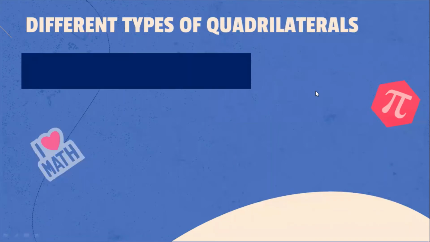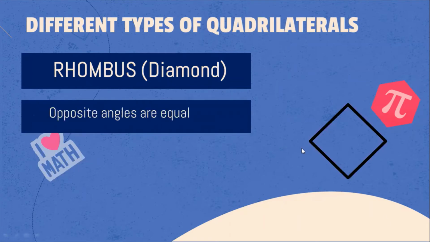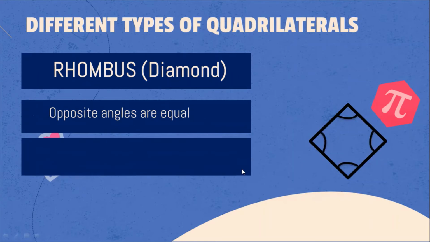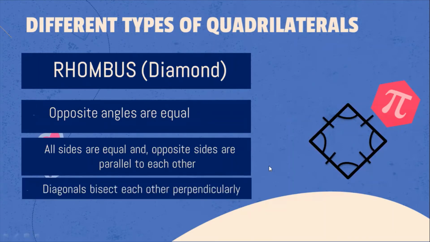Moving on to our next quadrilateral, rhombus or a diamond. What are the attributes of a rhombus? This is an example of a rhombus. First one, opposite angles are equal. The opposite angles of a rhombus are equal. These two angles are equal. Next one, all sides are equal and opposite sides are parallel to each other. Next one, diagonals bisect each other perpendicularly. That means they create a right angle. These angles are 90 degrees or right angles.